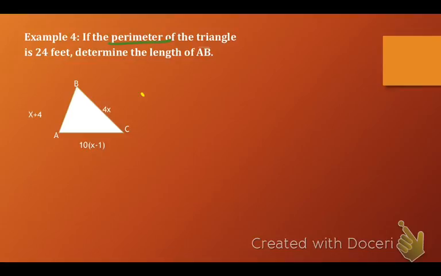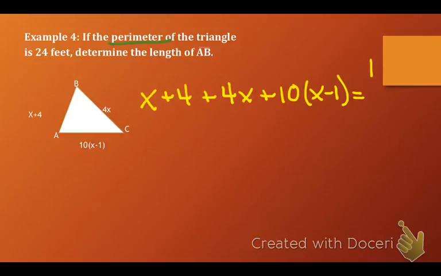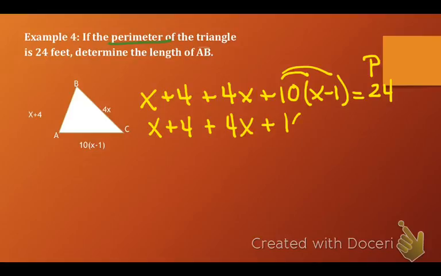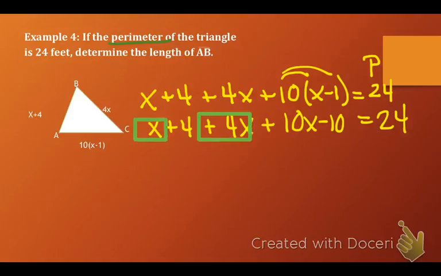So if I add all the side lengths, the first one's x plus 4, plus the second one, segment BC, is 4x, plus segment AC would be 10 times the quantity of x minus 1. That has to equal the perimeter, which I know is 24 feet. So now I just have a multi-step equation. I'm going to distribute to get rid of the first set of parentheses, which results in 10x minus 10 equals 24.